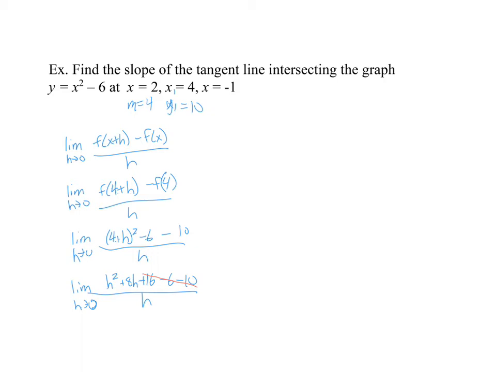We have h squared plus 8h over h. We can cancel one of the h's, so all of this would simplify to just h plus 8. So now if we make our h 0, it works because we get just 8.